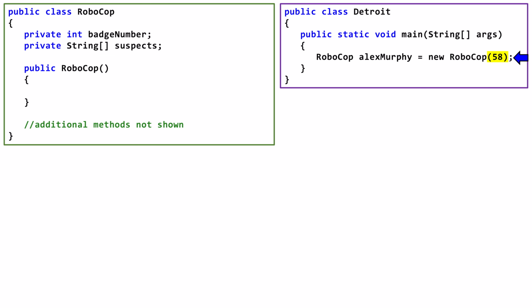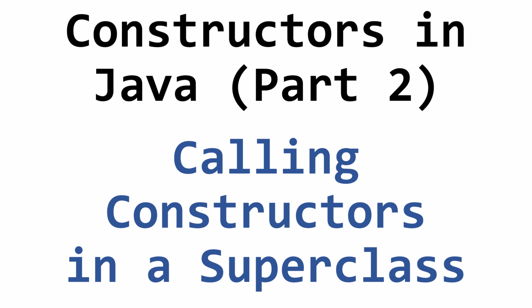Now, let's suppose instead of having no arguments in the parentheses, we have an int argument. In this case, there is no matching constructor, so the Detroit class will generate an error when we run it. To fix this, we either need to write a constructor in RoboCop with an int parameter, or remove the int argument from the parentheses. Next, we'll learn how constructors call constructors in their superclass.